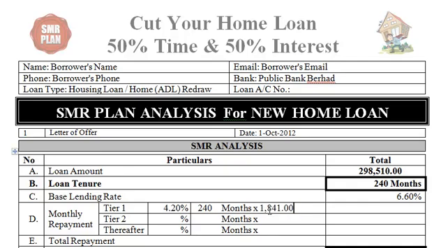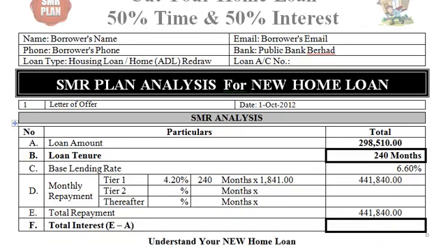is 1,841. Total repayment would be 441,840 ringgit for 240 months, also the same as row E, total repayment. Total interest, now we need to calculate, for which we use E minus A, which is 441,840 ringgit minus 298,510 ringgit. It will become 143,330 ringgit.